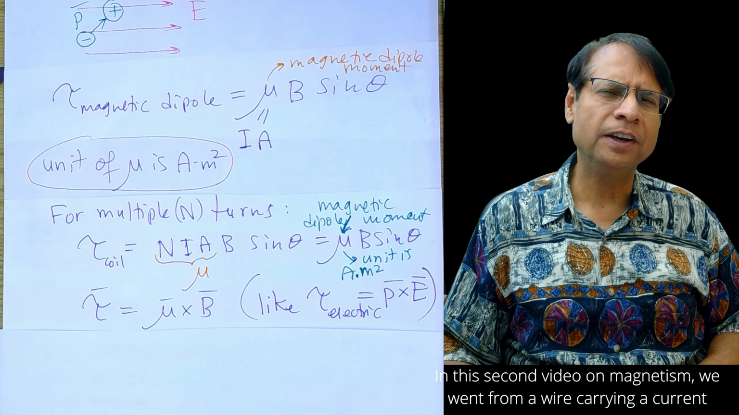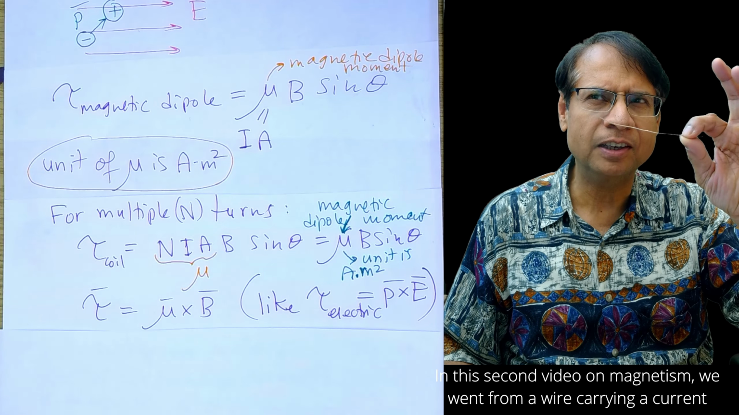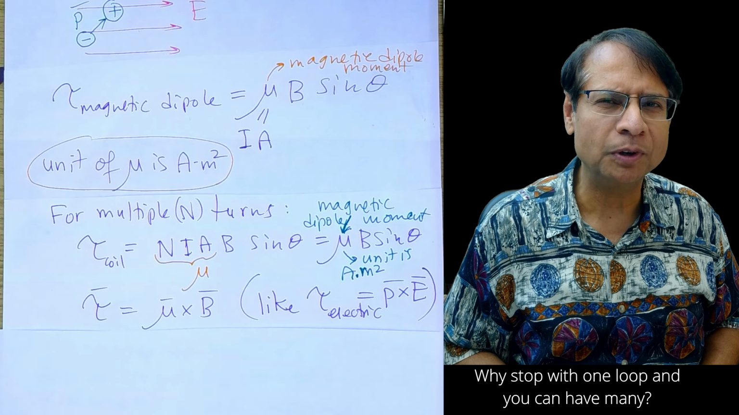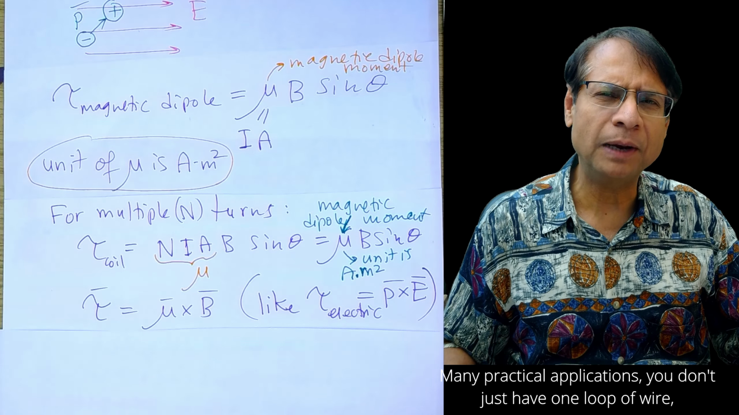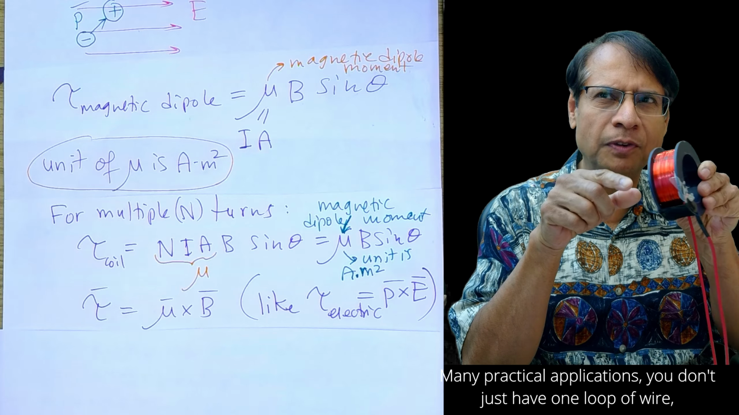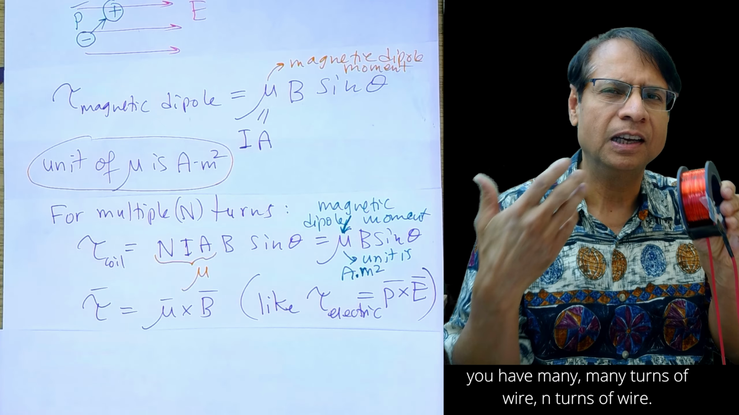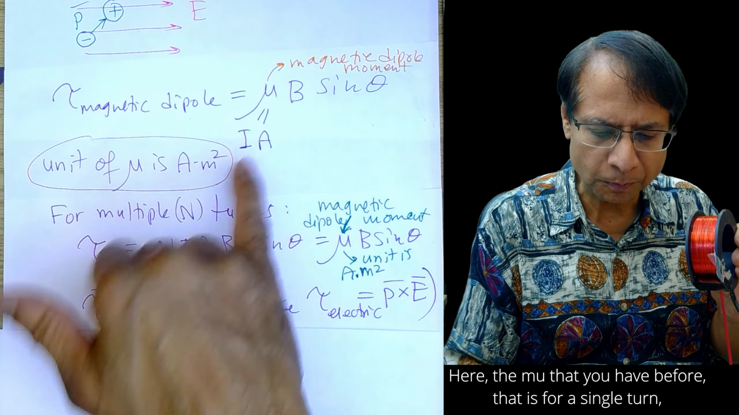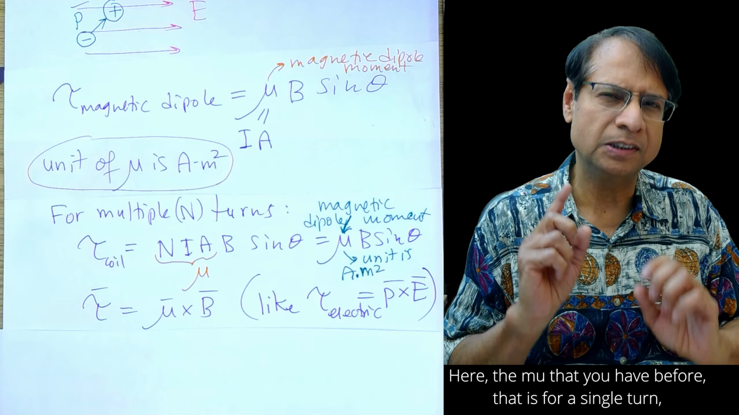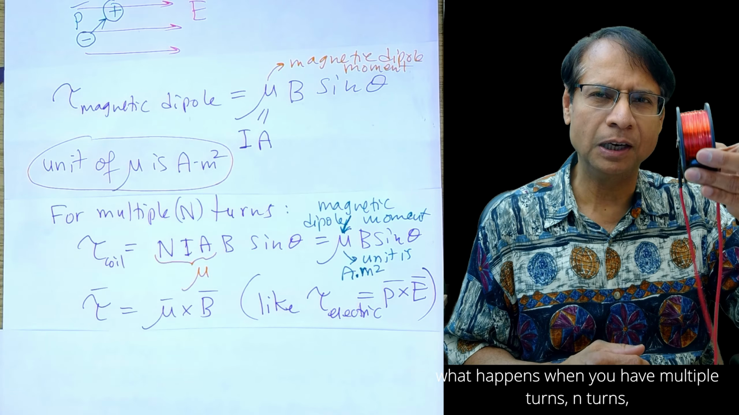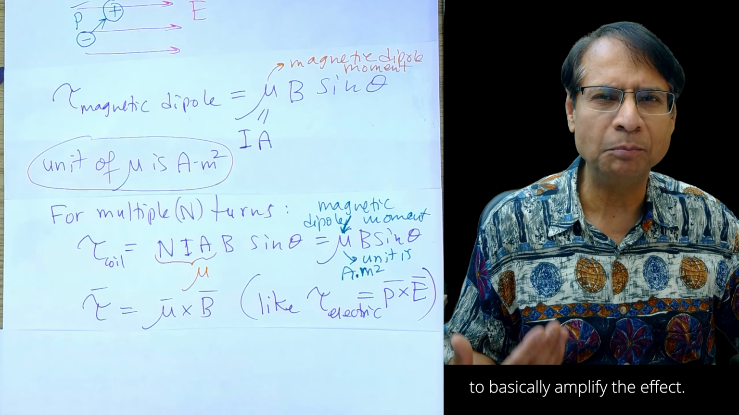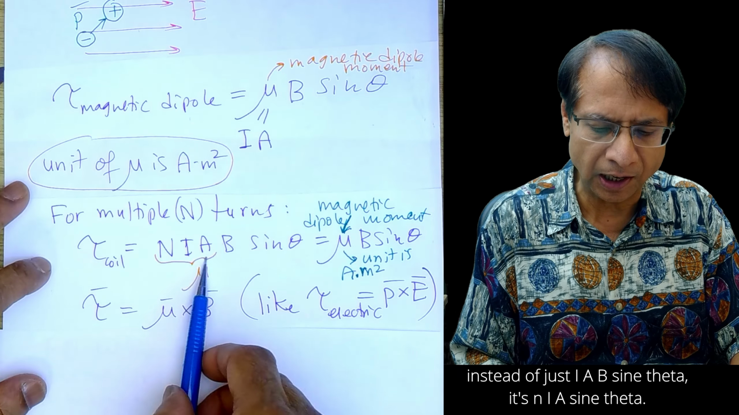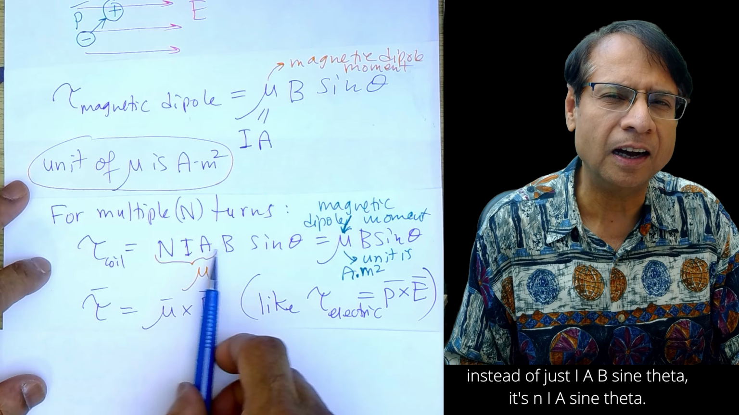So in this second video on magnetism, we went from a wire carrying a current to a loop carrying a current in search of more excitement. Why stop with one loop when you can have many? In many practical applications, you don't just have one loop of wire, you have many turns of wire, N turns of wire, and that's going to amplify the effect. So here the mu that you had before is for a single turn. What happens when you have multiple turns, N turns? You basically amplify the effect. So for multiple turns, the torque ends up being, instead of just IAB sine theta, it's NIAB sine theta.